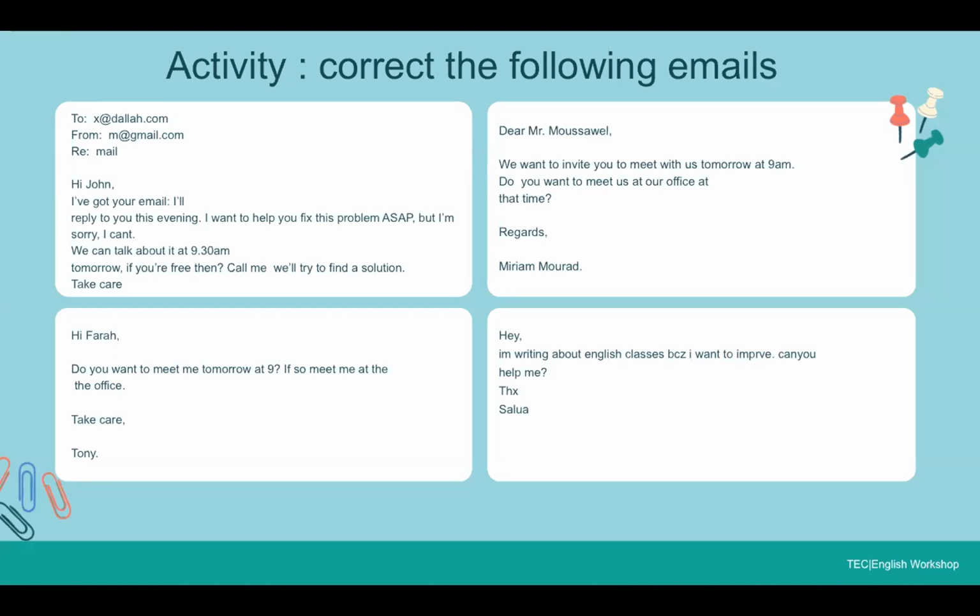Thank you so much, Ahmad. Most of the things you said were right. So, to go over it fast, the subject should be more specific. So, "Email about your problem." Okay? "Hi, John," comma. "I've got your email." Now, "I've got your email."